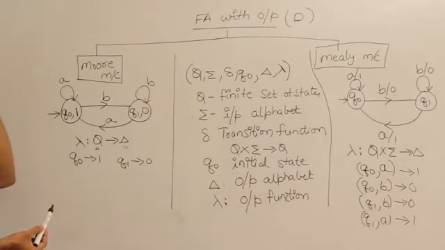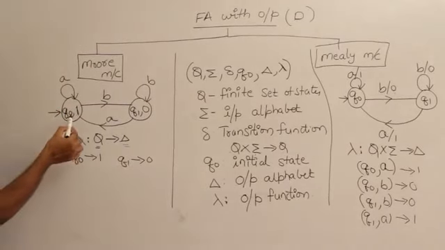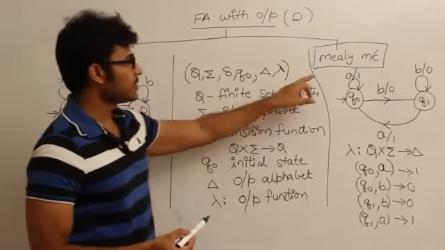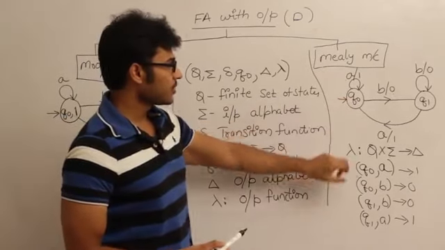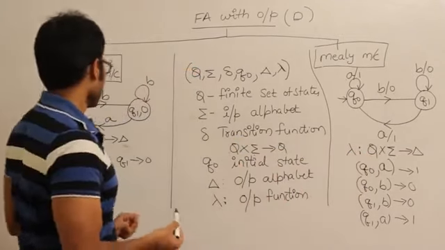So the only thing you have to remember is, Moore machine is going to associate a symbol or the output with the state itself, and the Mealy machine is going to associate output as a combination of the current state as well as the input.